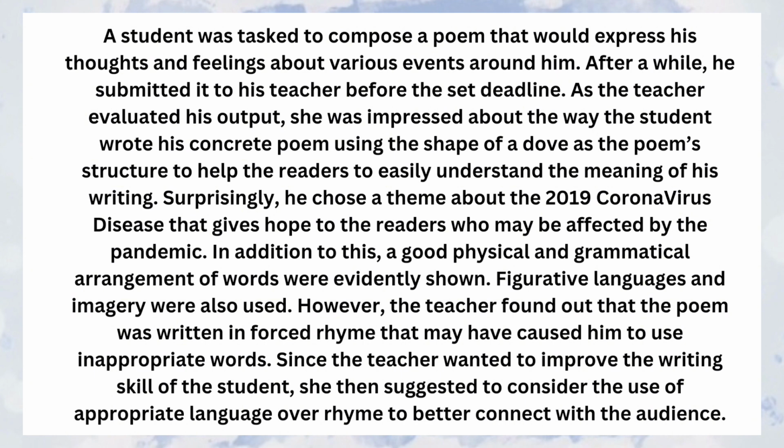Surprisingly, he chose a theme about the 2019 coronavirus disease that gives hope to the readers who may be affected by the pandemic. In addition to this, a good physical and grammatical arrangement of words was evidently shown. Figurative languages and imagery were also used. However, the teacher found out that the poem was written in forced rhyme that may have caused him to use inappropriate words. Since the teacher wanted to improve the writing skill of the student, she suggested considering the use of appropriate language over rhyme to better connect with the audience.